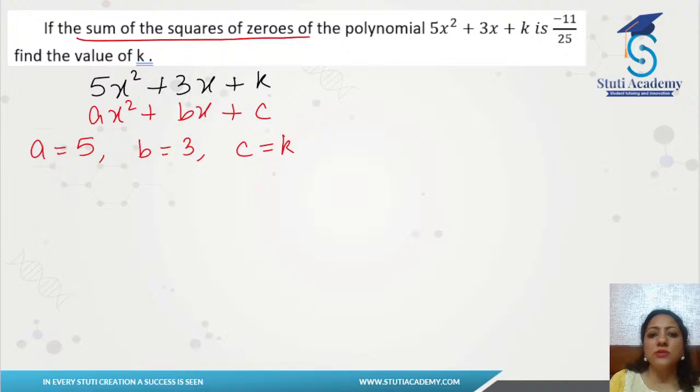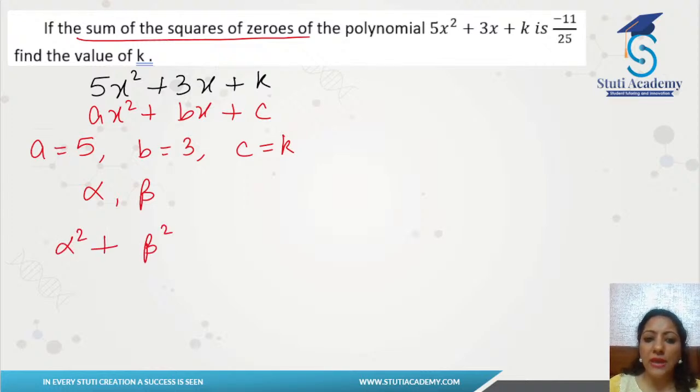Now, the sum of the squares of the zeros. First of all, we know it's a quadratic polynomial, so it has two zeros. Let us take the zeros as alpha and beta. And if we take the squares of alpha, beta and we add them, this is the sum of the squares of the zeros. So it's not alpha plus beta whole square, it is actually alpha square plus beta square. You take the squares, alpha square and beta square, and then you add them. Now the sum of the squares of the zeros of this polynomial is given to be minus 11 upon 25. So we are going to make use of this.